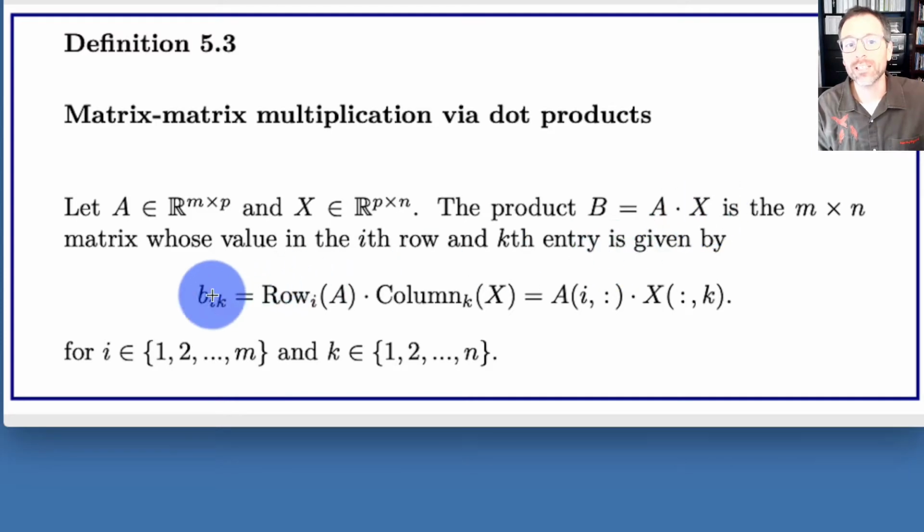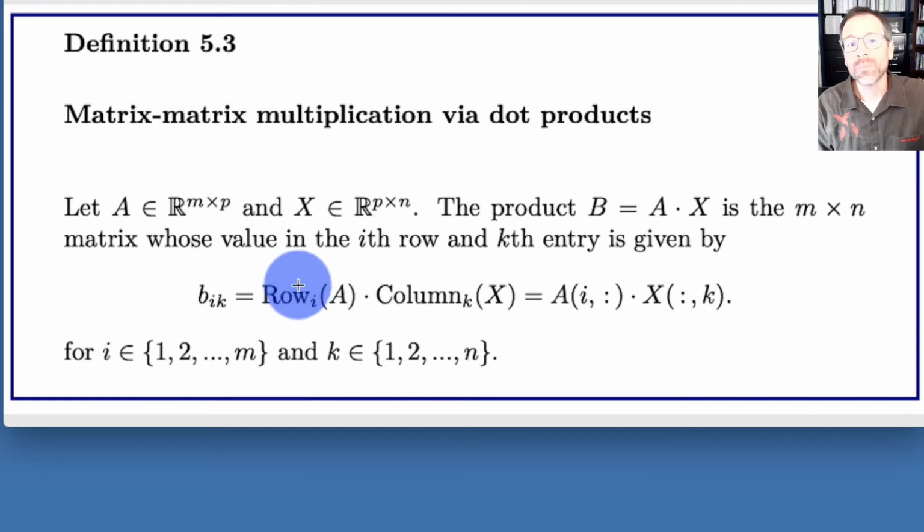And what we do to find entry B_ik is take row i of A and dot it with column k of X. In colon notation, we say the ith row of A dotted with the kth column of X. This is true for i going from 1 to m and k going from 1 to n.